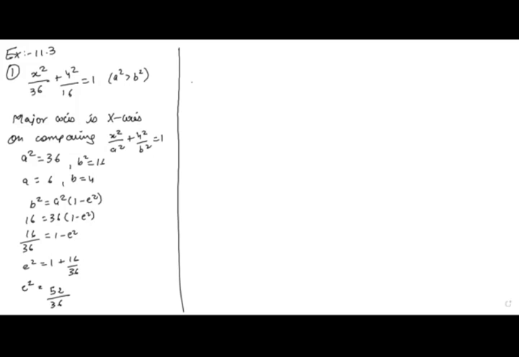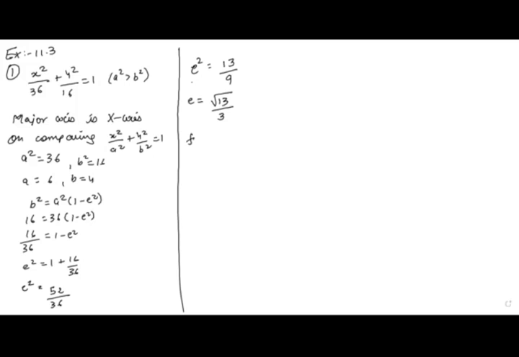Therefore, e square is equal to 1, 4 ones are 4, and 3s are 12, and 9s are. So e is square root 13 by 3, right? So we got the value of eccentricity.